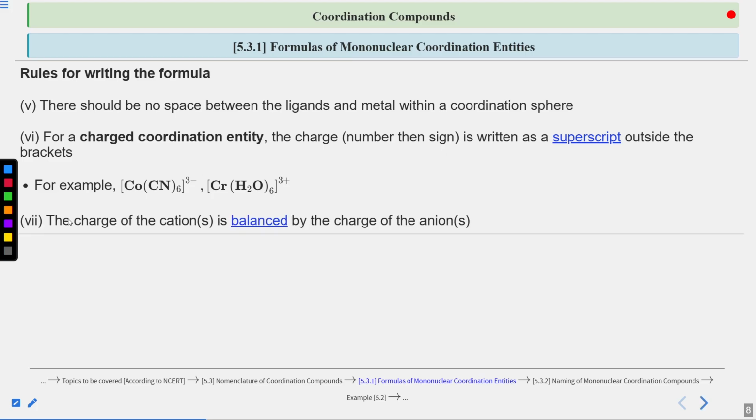The seventh rule while writing the formula of the coordination compound is that the charge of the cations is balanced by the charge of the anions. So, in a neutral coordination compound formula, whatever the charge of the cations is, it is going to be balanced by the charge of the anions. So this is the seventh rule you have to keep in mind while writing the formulas of the coordination entity.